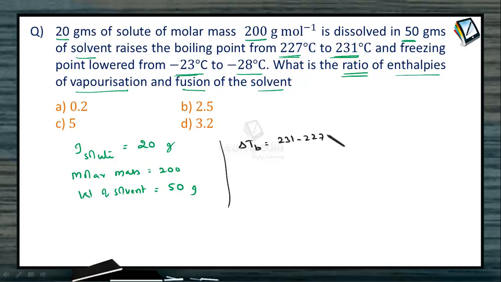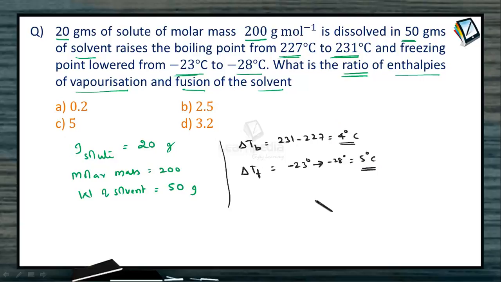This is the elevation in boiling point that comes out to be 4 degrees, expressed in Celsius. Similarly, the freezing point is decreased from -23 to -28. So the depression delta TF is nothing but -23 degrees to -28 degrees, in other words, 5 degrees. So this is the depression in freezing point. This is the elevation in boiling point.